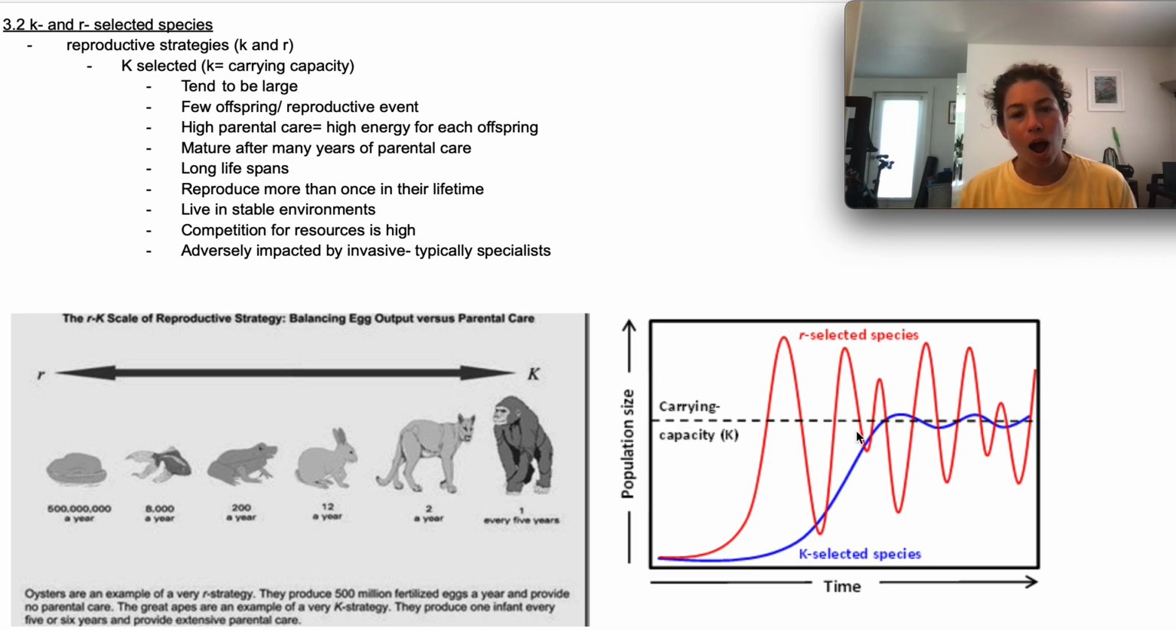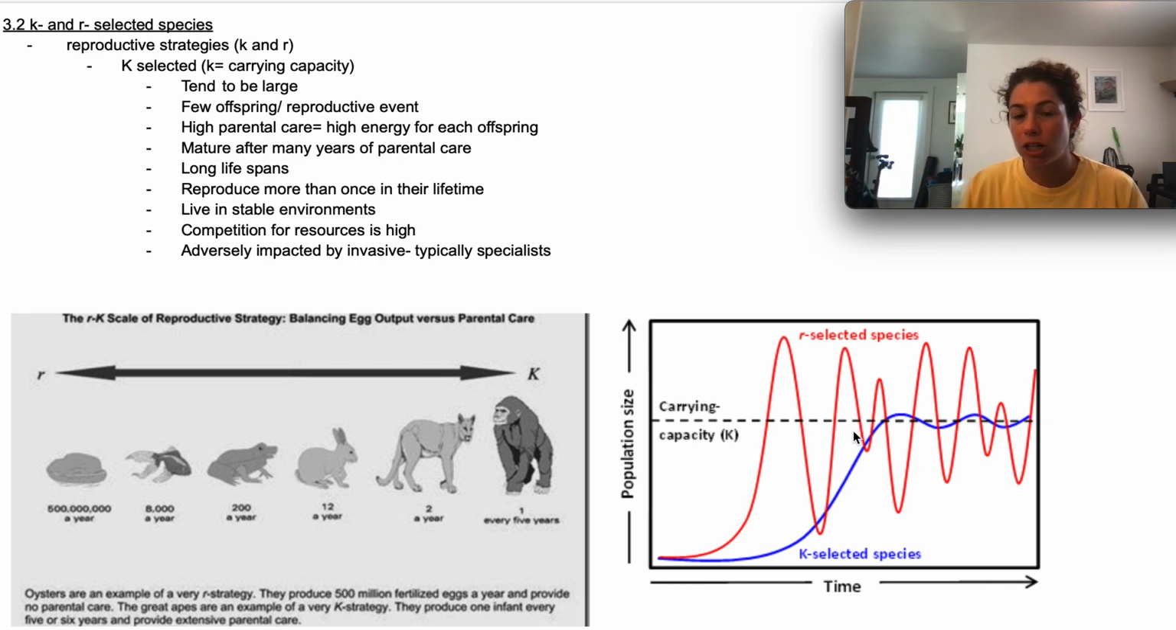You end up with a high competition for resources, and generally K species are specialist species because they're living close to their carrying capacity, and so they're doing whatever they can to just maintain that current population size.